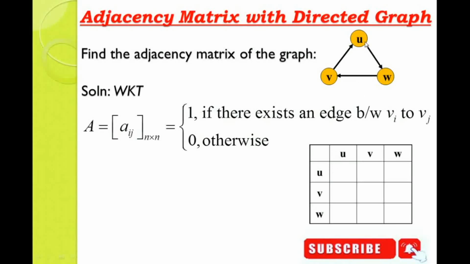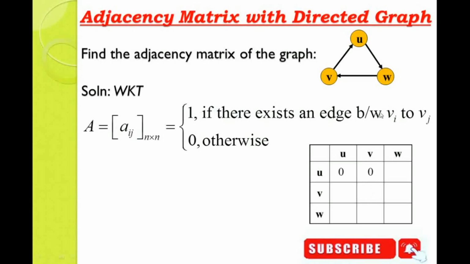So how many edges are connected from U to U? There is no edge between U and U, so the value is 0. Coming to the second one, U to V. U to V means we start from U, and the ending point is V. There is no edge from U to V. Here one edge is there. This edge is called a directed edge, and it starts from V to W. Okay, V to W, not U to V. So here also the value is 0.